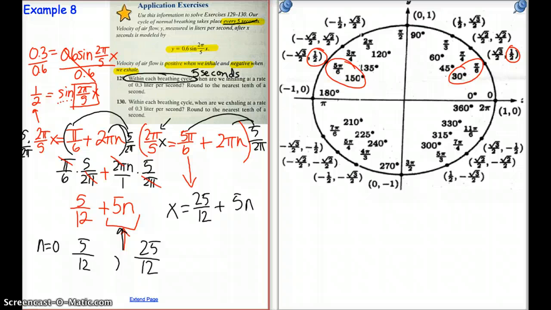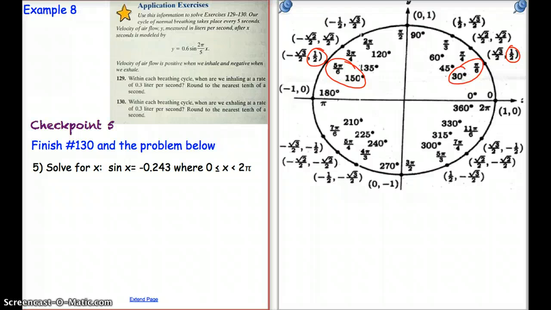Now 130 is very similar. Taking a look at 130, that's going to be one of your checkpoints, to give it a shot. The big difference here is that we are exhaling at a rate of 0.3. Remember earlier we noticed that our values are going to be negative when we exhale. So our velocity should actually be negative 0.3 liters per second. So you're going to do the same exact process, but you're going to have a different velocity and you're going to end up with different answers.